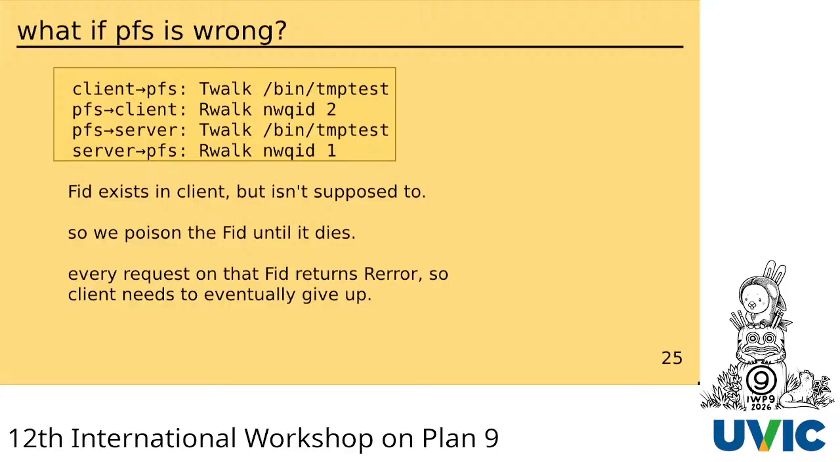In this case, there's good news. Since we're sending all the requests to the server anyway, the cache will eventually know that this FID should not exist. So when that happens, it's simply going to poison the FID. And after that, every single request that the client tries to send over that FID is going to receive an error. It's eventually going to force the client to give up on that FID. So the more you use the system, the more accurate the cache is going to become. If PFS detects that something returned was wrong, it is going to poison it and move on.